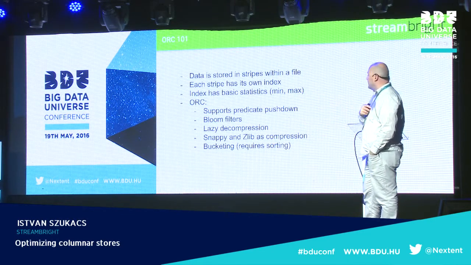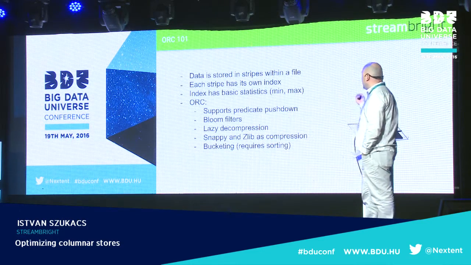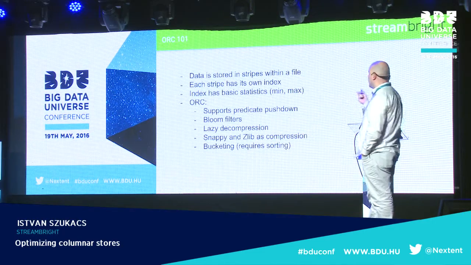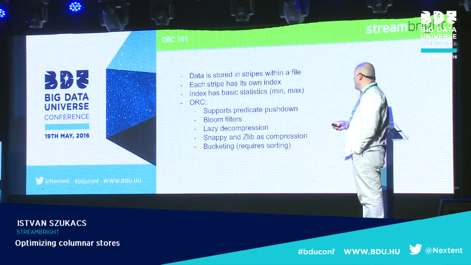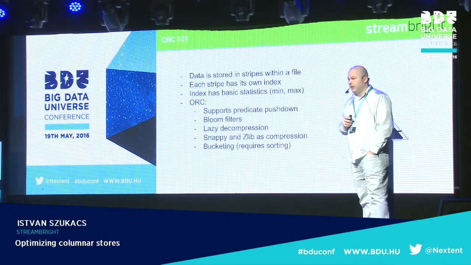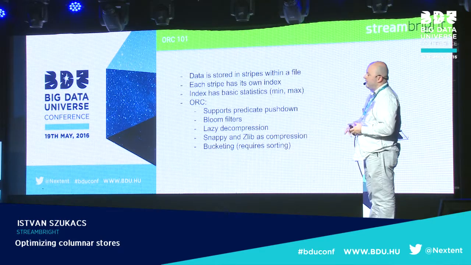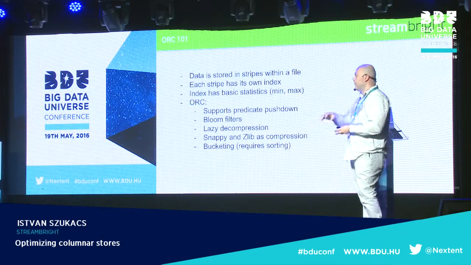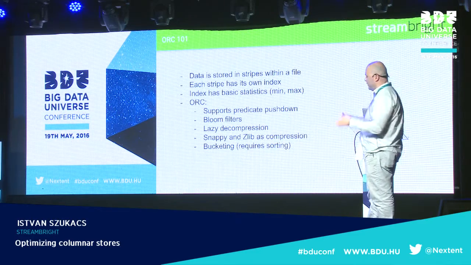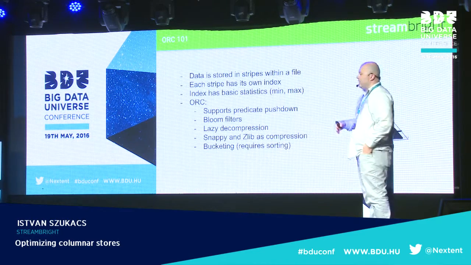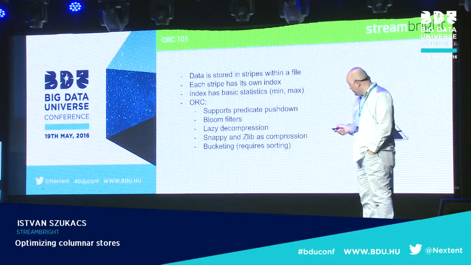It also has Bloom filters. I don't know if you are familiar with Bloom filters. It also has lazy decompression that we were talking about. It supports Snappy and Zlib as compression algorithms. It also has bucketing. Bucketing is a technique where you put the data into different buckets, but you have to enable sorting for that. So you have to sort your data based on one column and put it in many buckets.